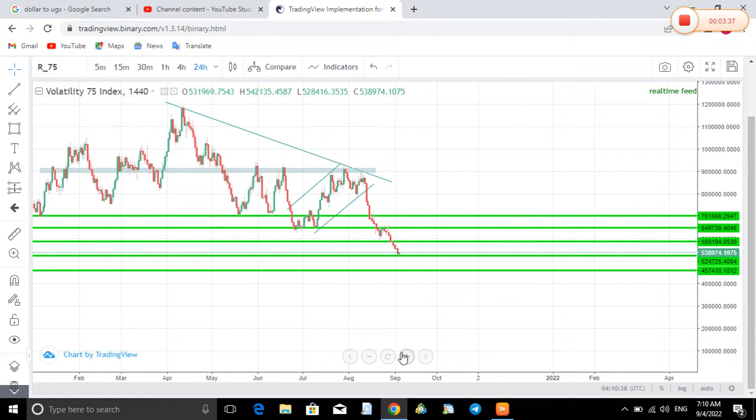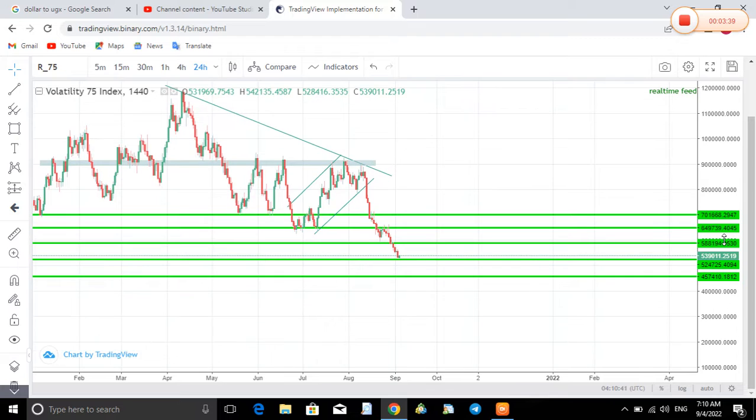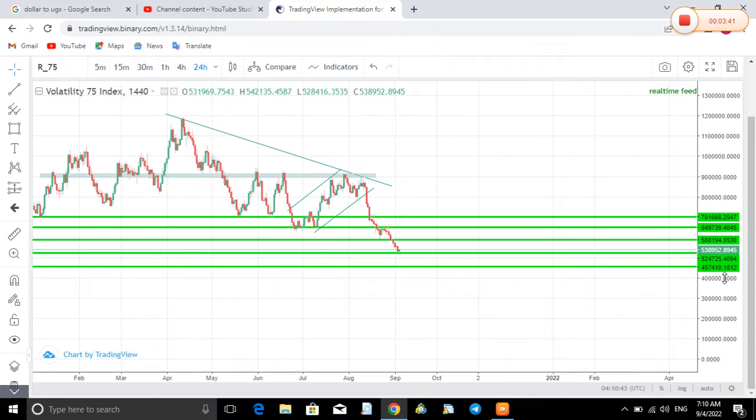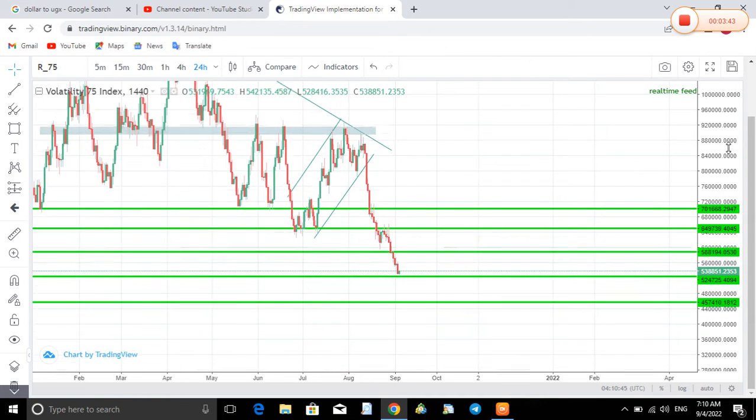Now if I try still scrolling down, I can see we had a little bit of pressure from the buyers around that level, but still it didn't push the price to the upside. So now price has been breaking all these major market key levels, pushing down.